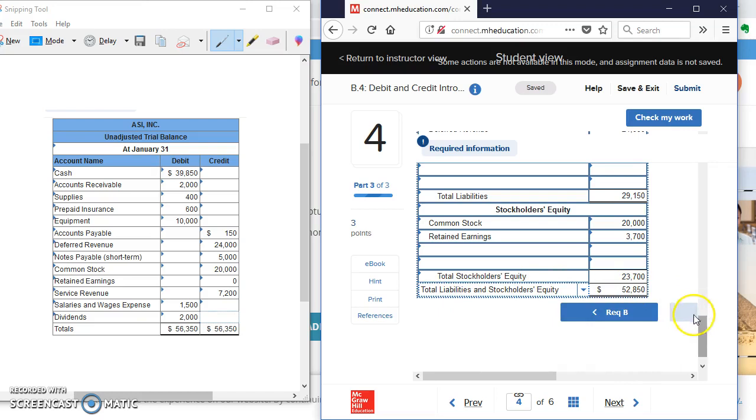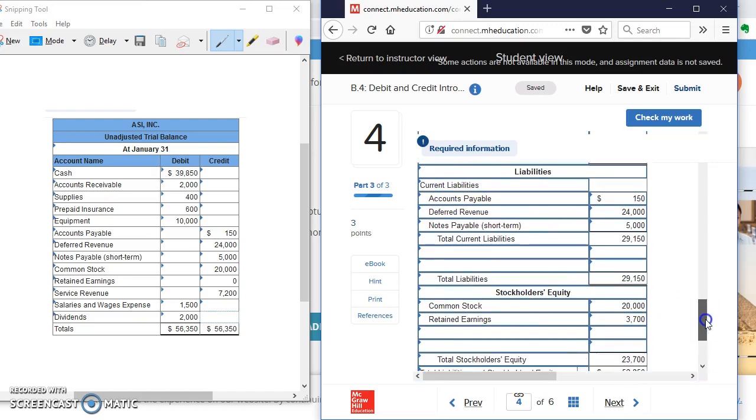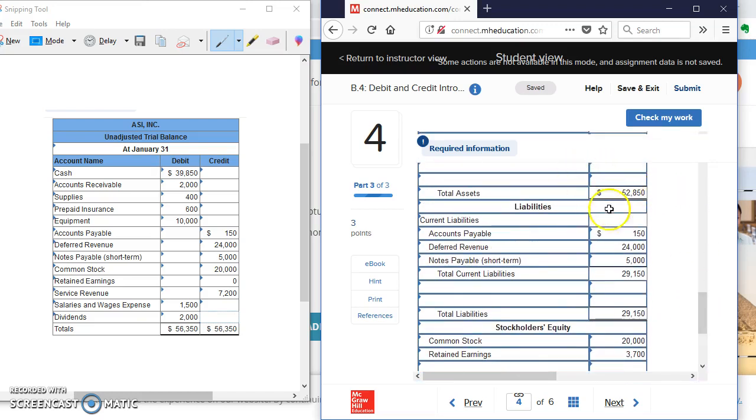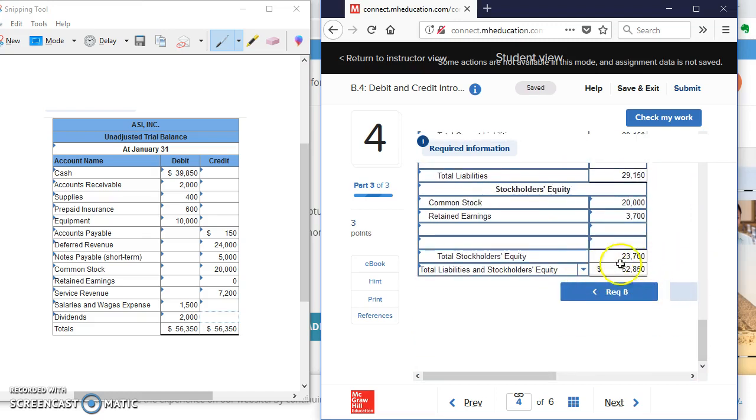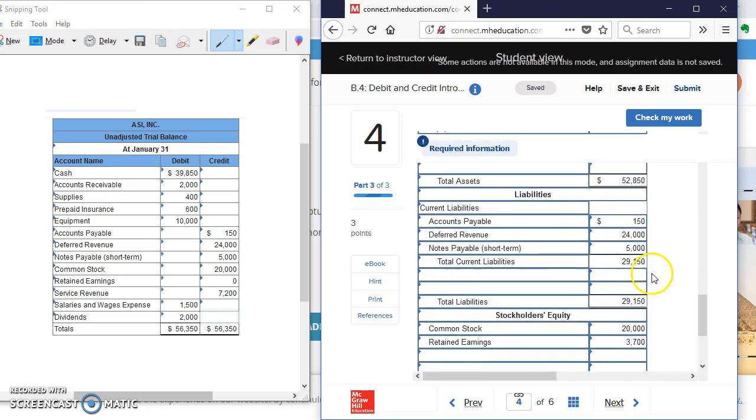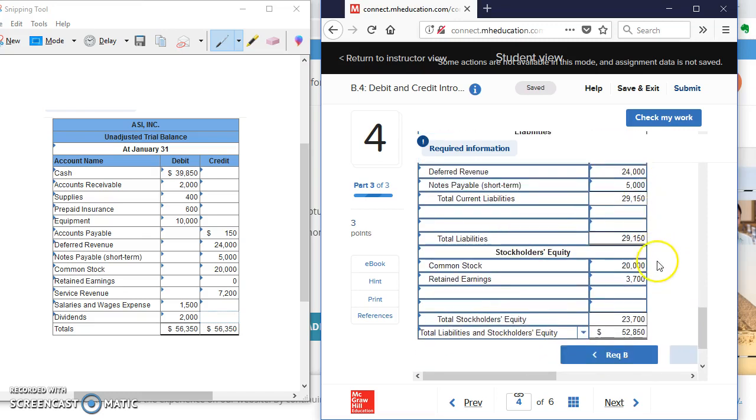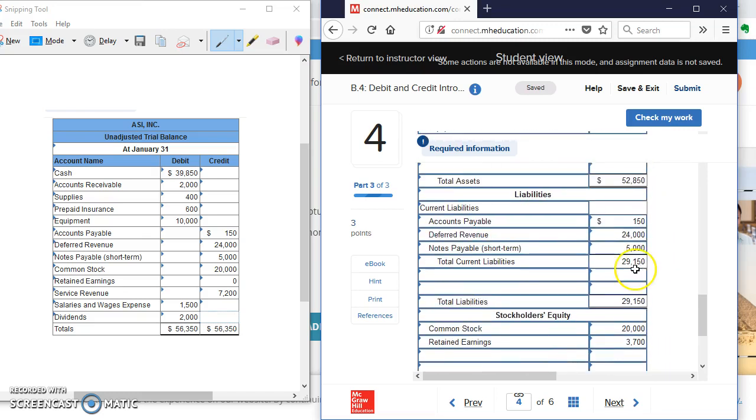liabilities and stockholders' equity. And then one last thing you want to do is look at your assets here, that are $52,850, and look at your total liabilities and equity and make sure those match. If those don't match, you know right away that you're wrong. If they do match, you have a pretty good chance that you're right, put it that way. Alright, so that's how you build a balance sheet, and that's the last step in the process.